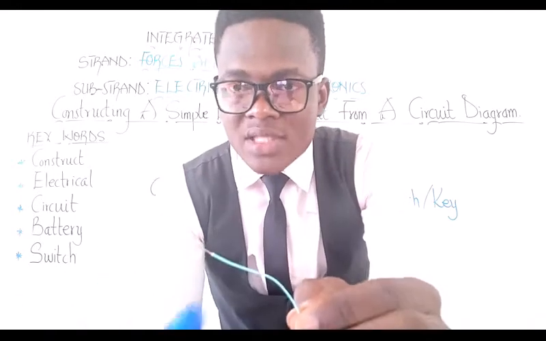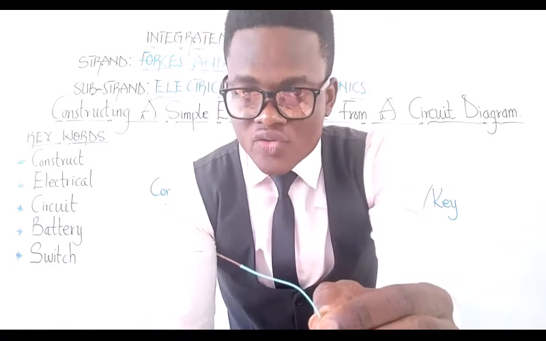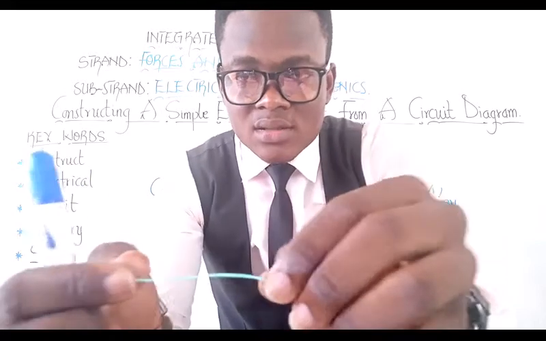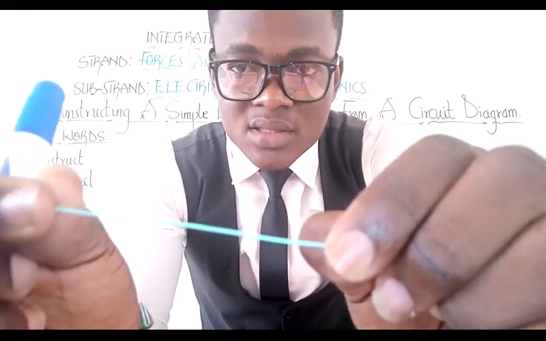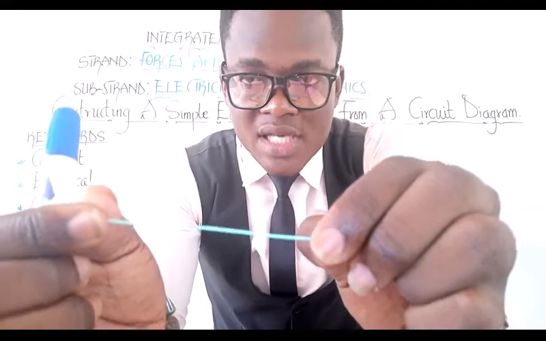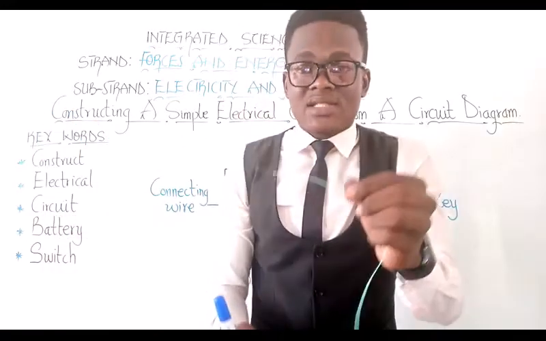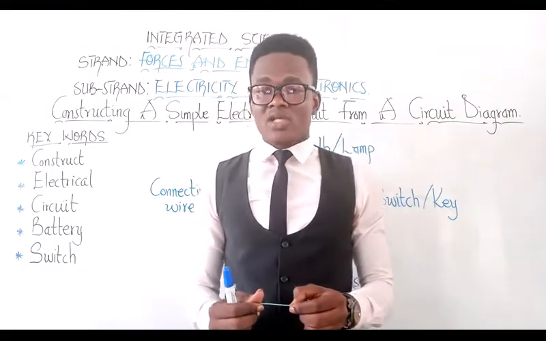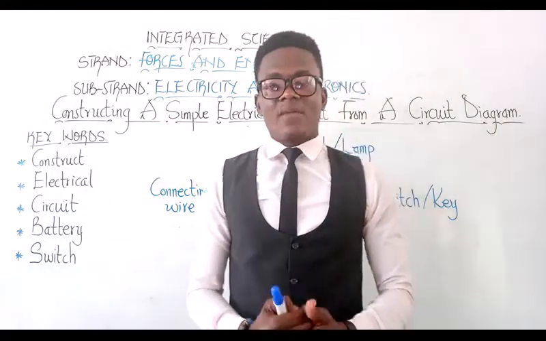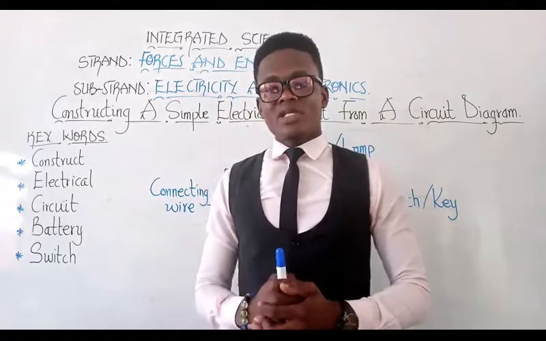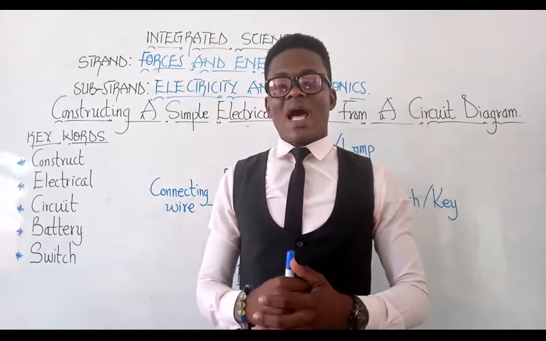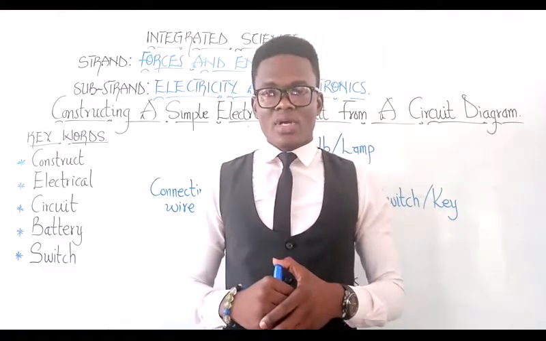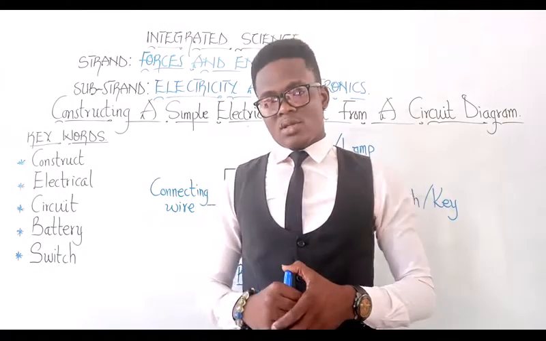A conductor allows electrical energy, or electricity, to pass through it, but an insulator does not. So the wire is normally covered with an insulator. The insulator is always rubber or sometimes plastic, something that does not allow electricity to pass through it. All right, on these notes, let's quickly look at how to construct a simple electrical circuit. I believe you are clear with it.